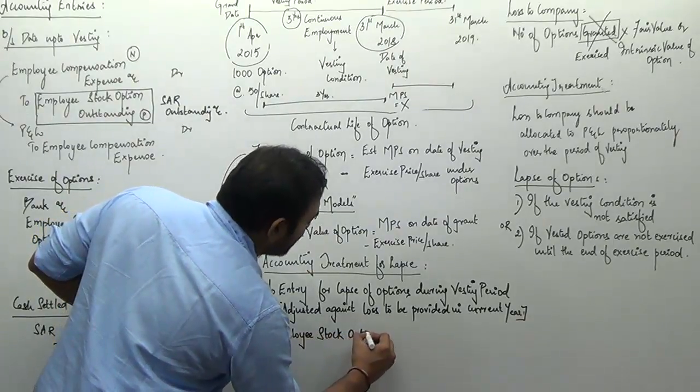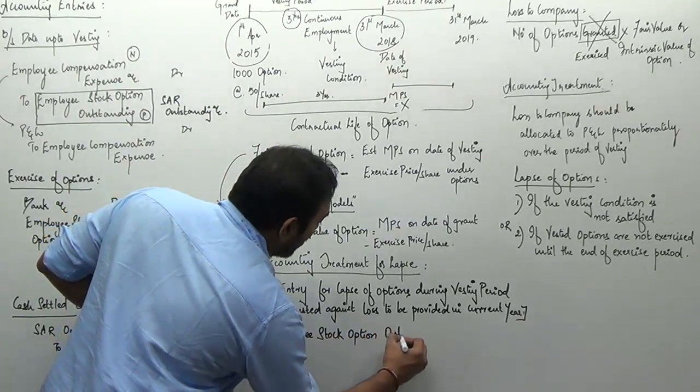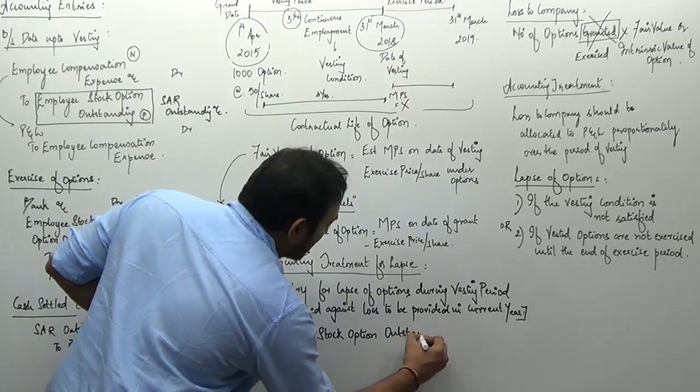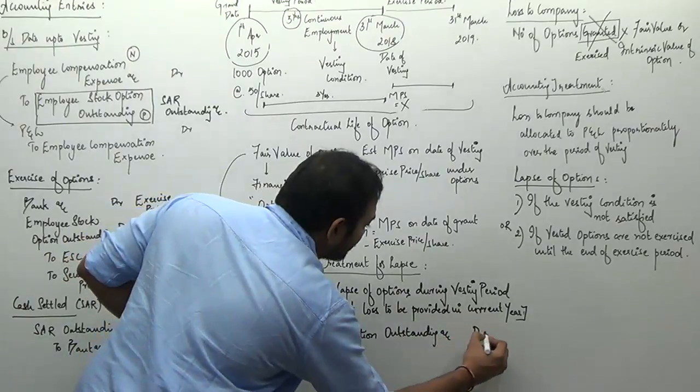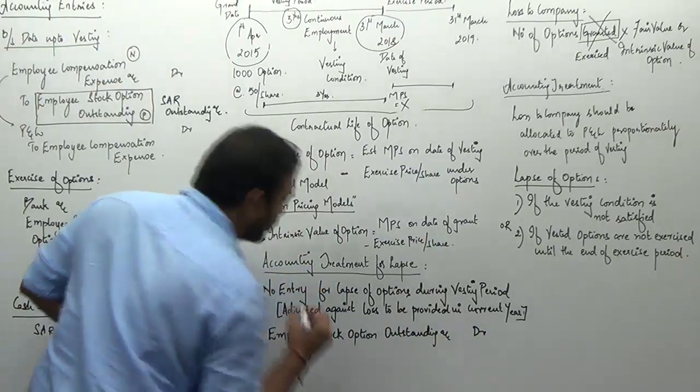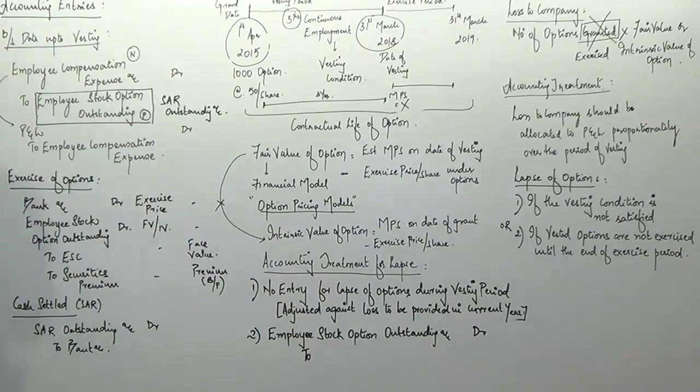Employee stock option outstanding account debit. Credit to, do not take it to employee compensation expense because it is a nominal account. When did you create this nominal account? Up to 31st March 2018, every year I created.